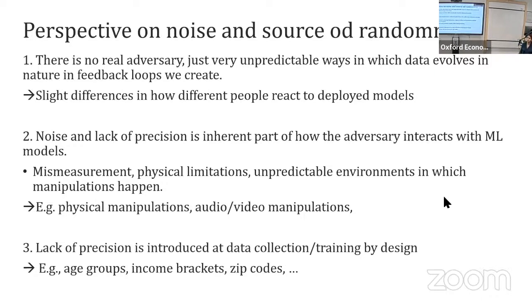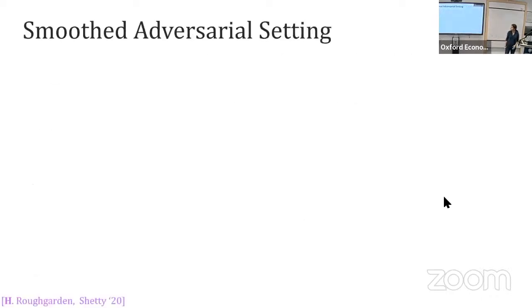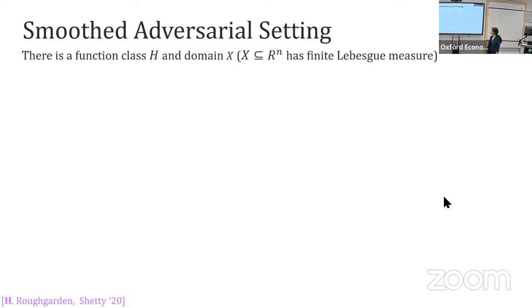Your income bracket rather than actual amount of income. Zip codes in the UK are pretty exact. In the US, they're all over the place. So that's part of the design. So what's one nice way of capturing this?